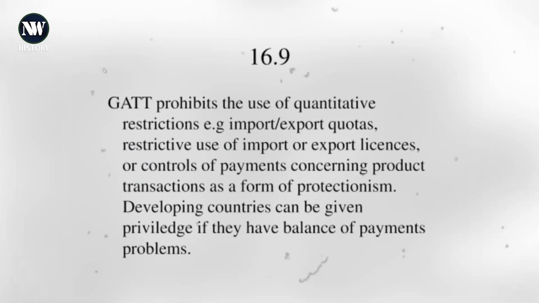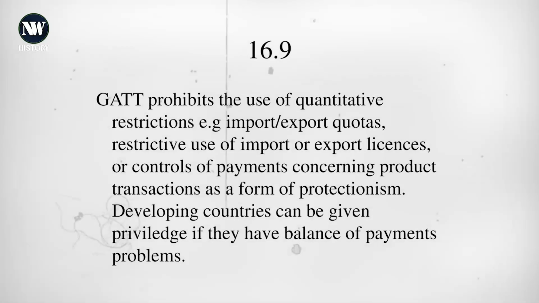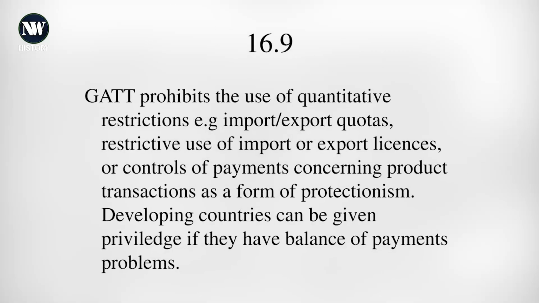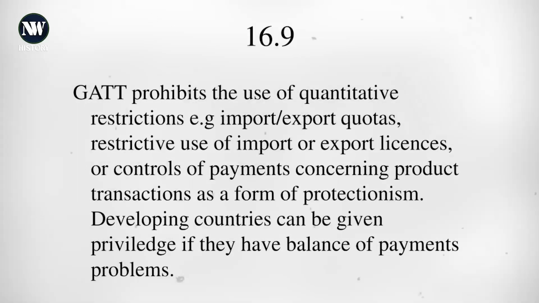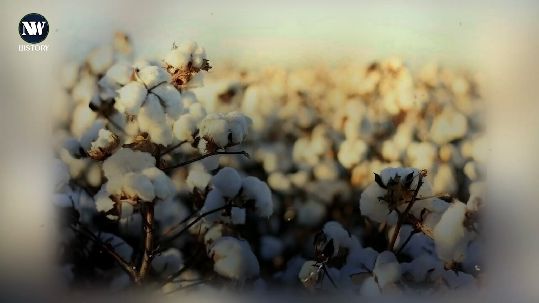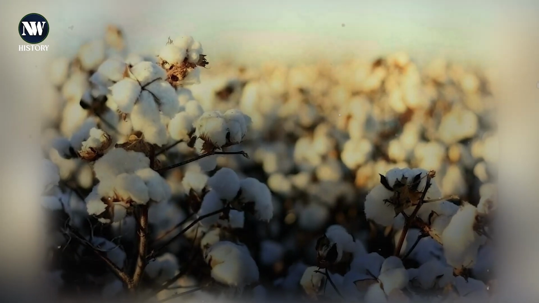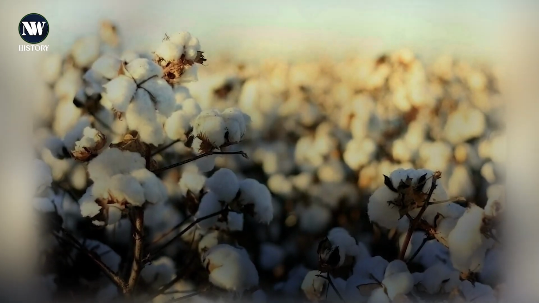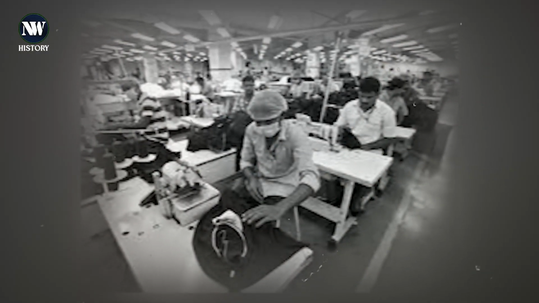The third important rule in GATT was the prohibition of quotas in Article 11. It banned the quantitative restrictions. For example, only 1 million Japanese TVs per year, but exceptions were allowed for agriculture, balance of payment crisis, and later textiles via the multi-fiber arrangement.